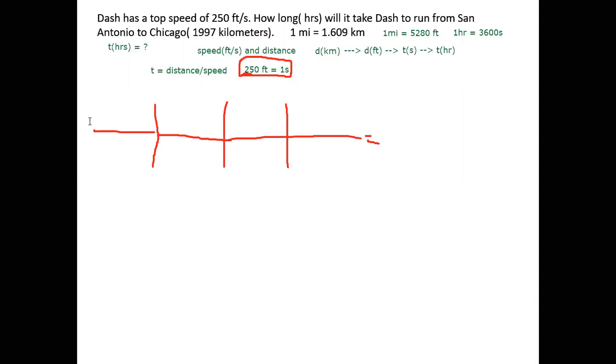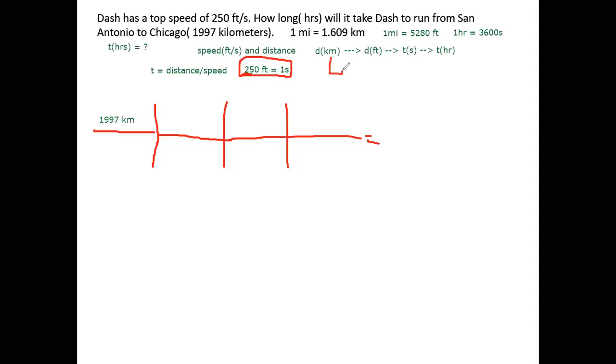So we're going to start with kilometers. So 1997 kilometers. The first step, we want to convert kilometers to feet. So in the next empty train track, we look at our conversion of miles. Oops, I made a mistake. Let me go back. Sorry.